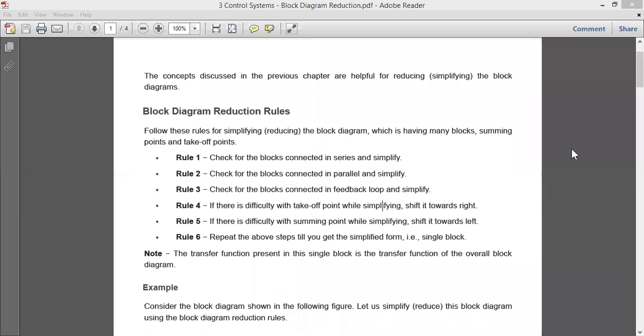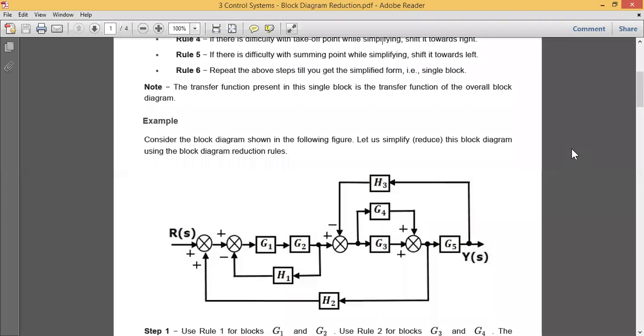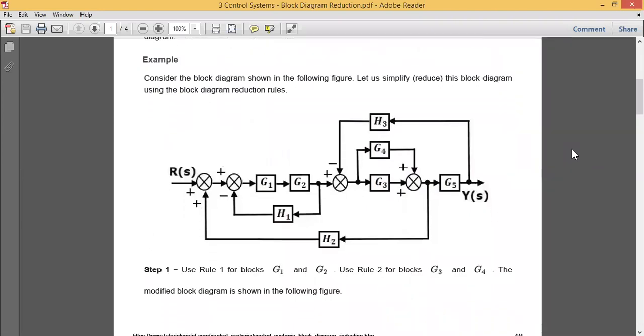Now let us go with some examples of this diagram. Can you see this example? See, how huge it is, right? That is what some of you have posted in the feedback. Try to solve more problems, right? So now what we have, 6 rules. What rules we have? Blocks in series, blocks in parallel. Do we have any kind of a feedback? Do we have any takeoff points? Do we have any kind of a summing point? Can anybody tell?